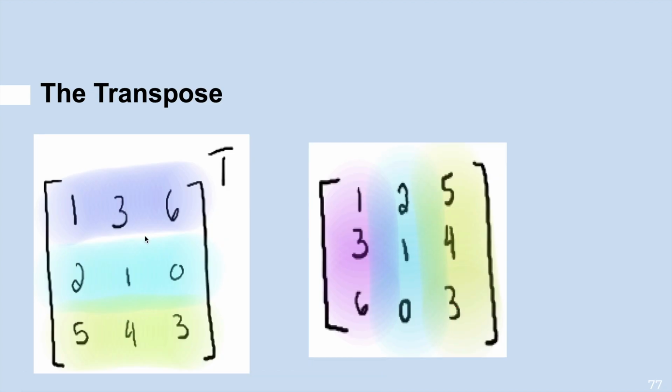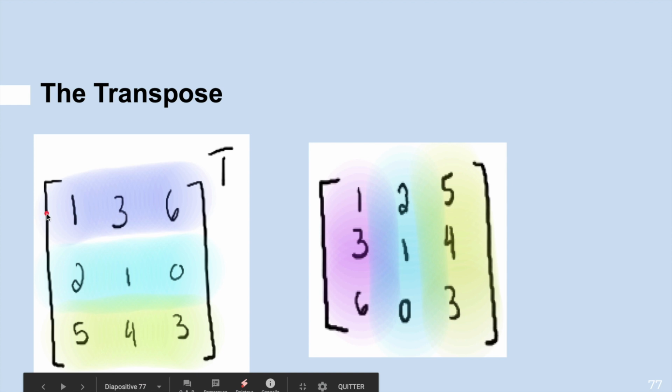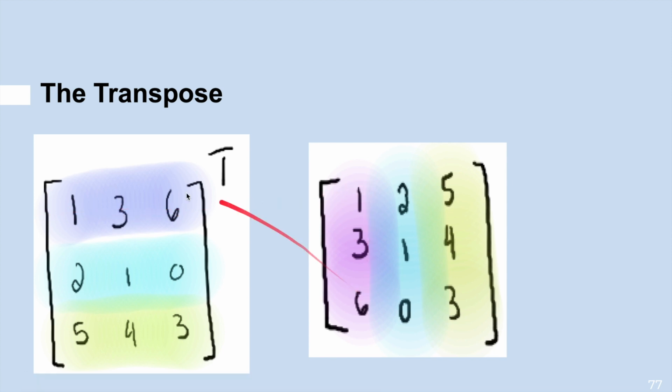Now, how do we take the transpose of a matrix? All we do is we take a row and we turn it into a column. So here we have row 1, and row 1 is going to become column 1. So 1, 3, 6, column 1, 1, 3, 6. Same for row 2, which is 2, 1, 0, becoming 2, 1, 0.